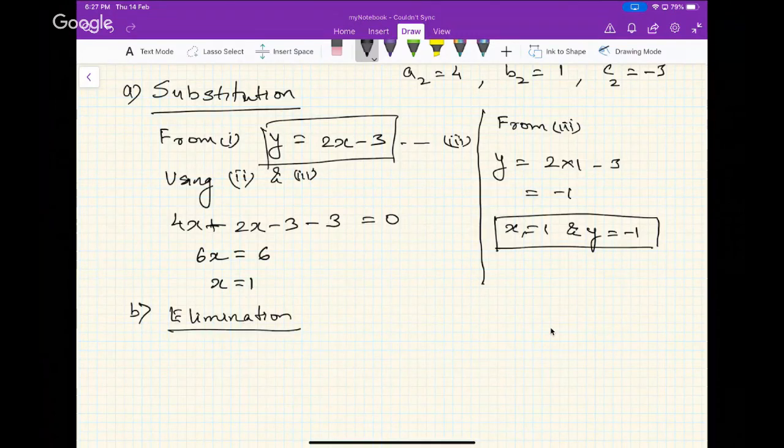How do you use elimination? Same set of equations I'll use. Equation is 2x minus y minus 3 equals 0. And second one is 4x plus y minus 3 equals 0. This is equation number 1. This is equation number 2.